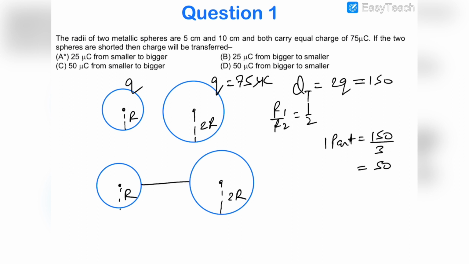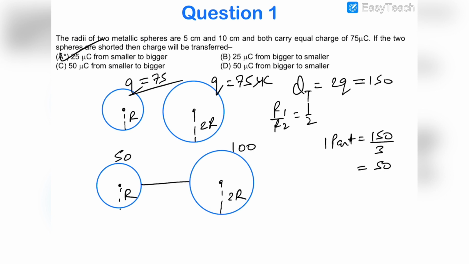So we have to distribute this charge in the ratio of radius. If we know that radius ratio is 1:2, we need to give one part to this one, 50 microcoulomb, and two parts to this one, that is 100 microcoulomb. So the amount of charge that is being transferred is 25 microcoulomb, because initially this smaller one was having a charge of 75 microcoulomb. Now it has a charge of 50 microcoulomb. So 25 microcoulomb has been transferred from the smaller one to the bigger one. So the correct answer would be option A.